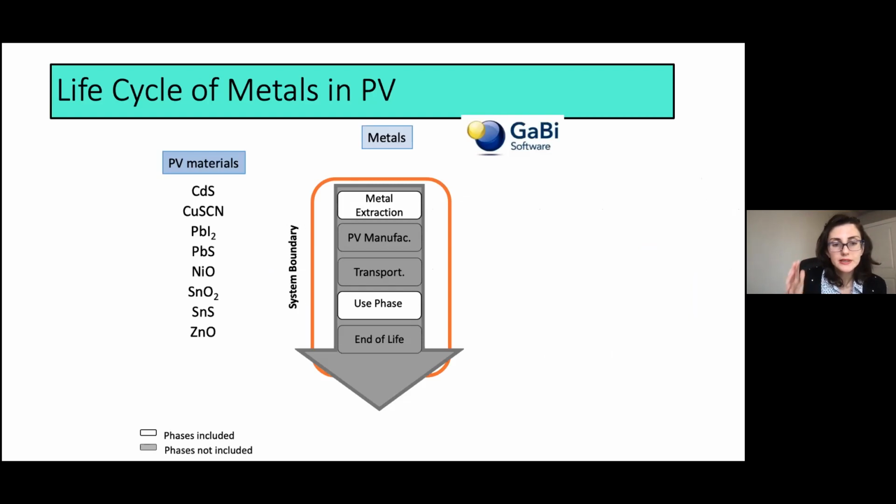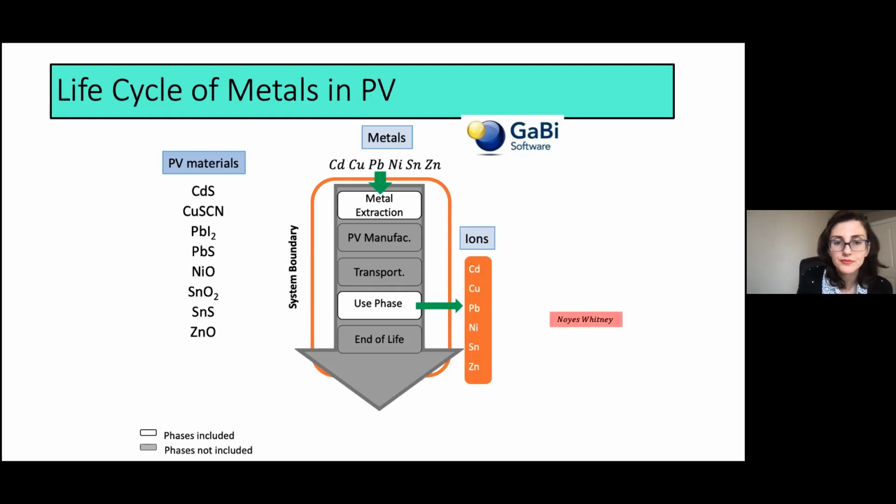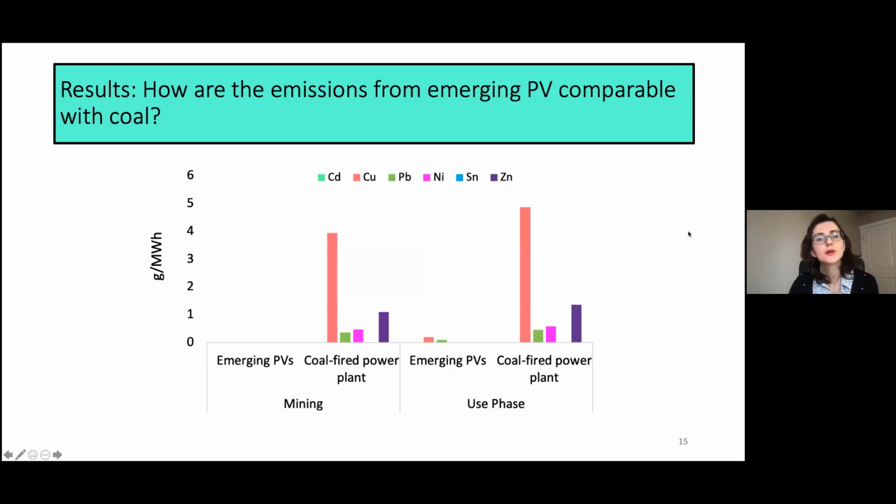So again, we created all of these models using our software, GaBi software, and then looked into the impact of the metal toxicity here. So we had to develop a model based on the Noyes-Whitney equation here. And so here are the results. So the first part of the question can be compared with how the emissions from emerging PVs are comparable with coal?